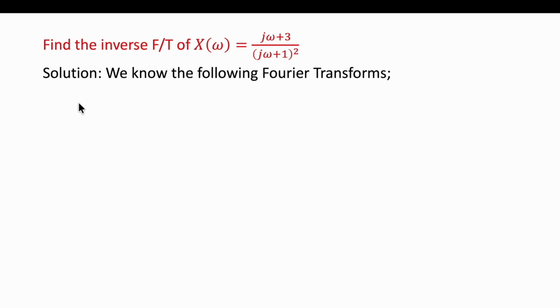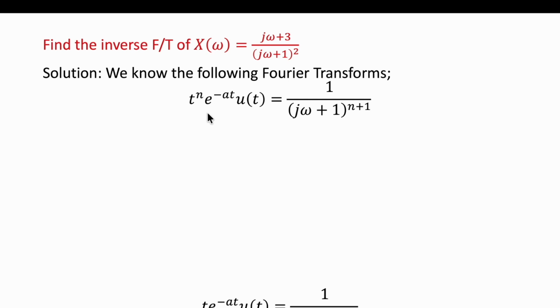To solve that, we need to know the following Fourier transforms first. These are properties that we have done in our previous lectures, and we can write them straightforwardly. tⁿ e^(-at) u(t) is equal to 1 over (jω + a) to the power n + 1. This one is in the frequency domain and that one is in the time domain.